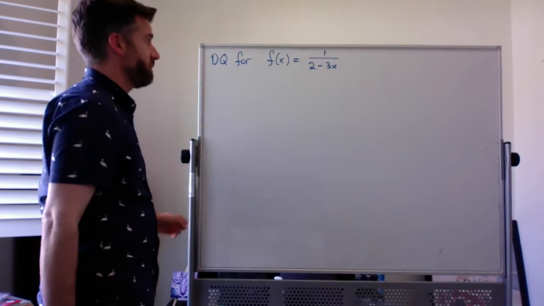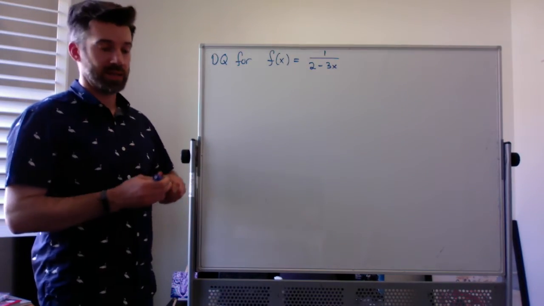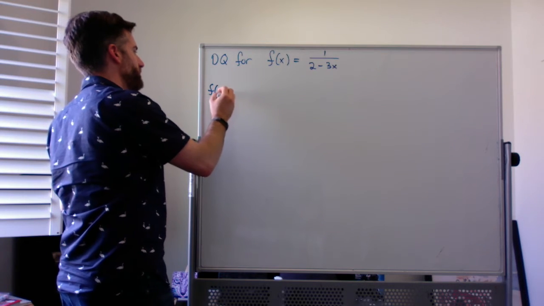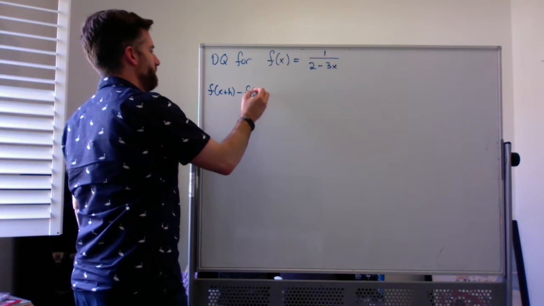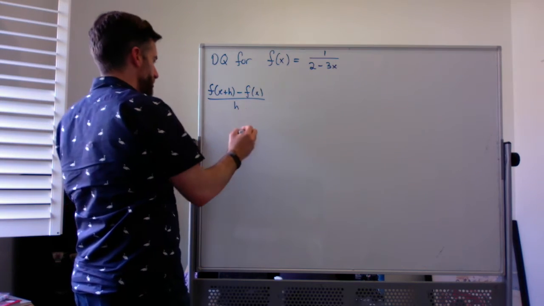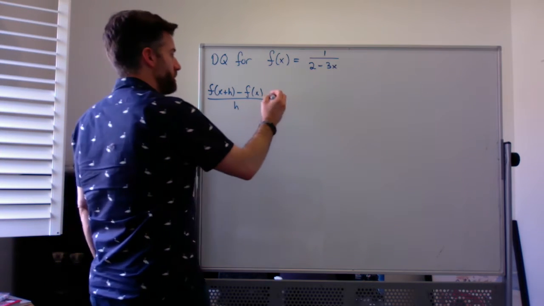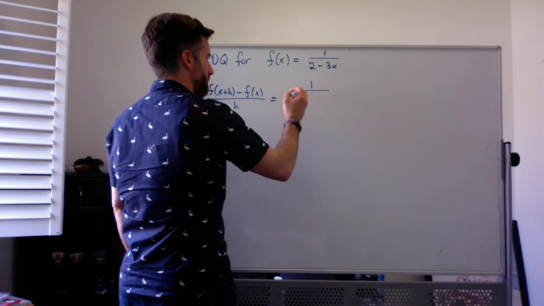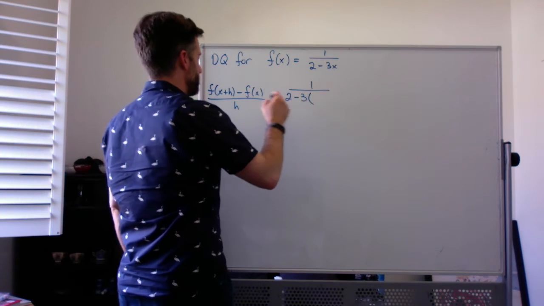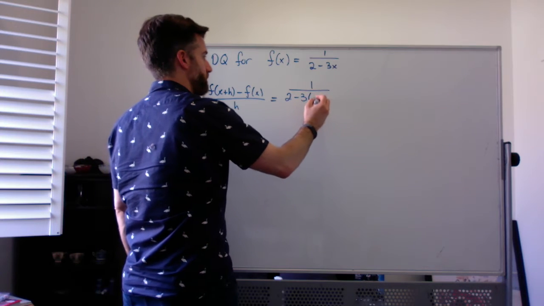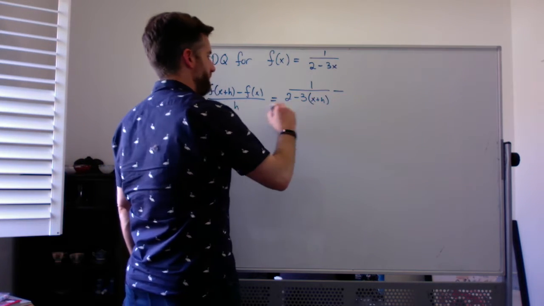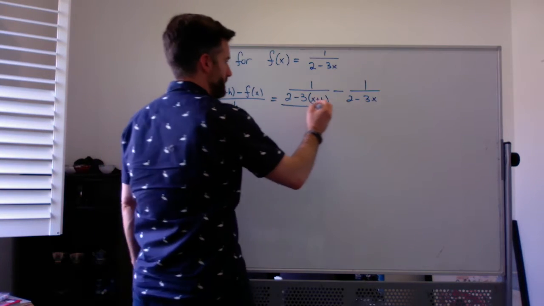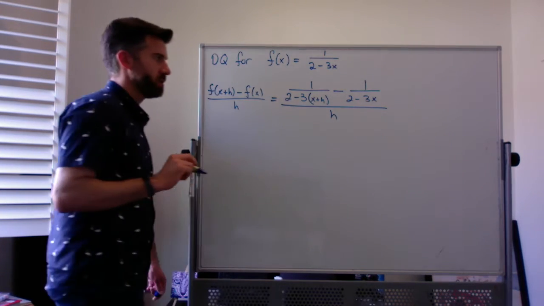Let's do the difference quotient for f of x equal to 1 over 2 minus 3x. Again, the beginning is always the same. It's always f of x plus h minus f of x, over h. Always, always, always. So in this case, f of x plus h is 1 over 2 minus 3 times x plus h, minus f of x, which is 1 over 2 minus 3x, all over h. And I picked a gross example.